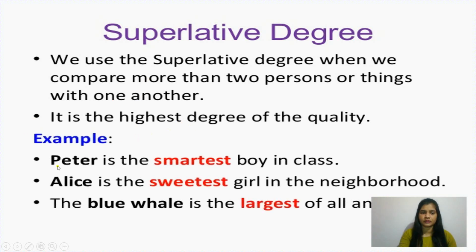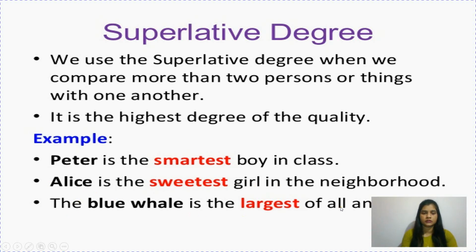Let's see the example. Peter is the smartest boy in class. So children, we are talking about Peter. He is the smartest boy in the class. In the whole class, there are more students, but Peter is the smartest boy. Alice is the sweetest girl in the neighborhood. In the neighborhood, children, many girls are there, but who is the sweetest among all? Alice.